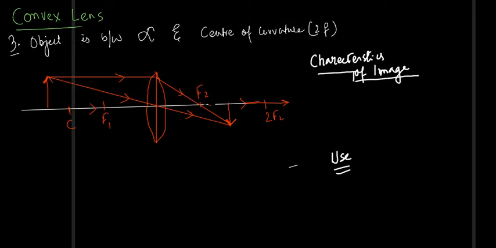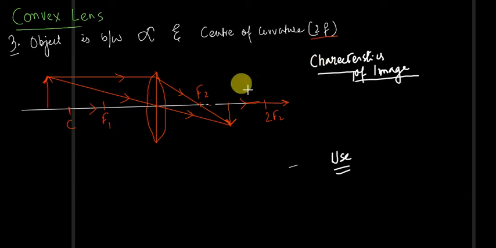Okay, so our next case is when the object is between infinity and the center of curvature. Our previous one was the object at infinity, and now the object is between infinity and the center of curvature. Center of curvature is basically 2 times the focal length, so it is written 2f. It is basically 2f, the center of curvature.